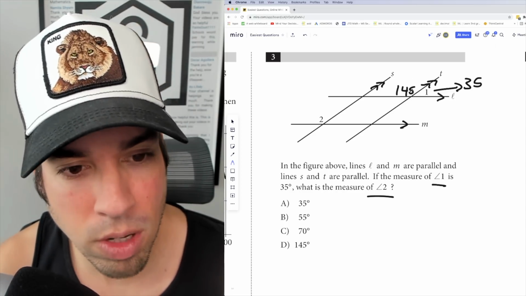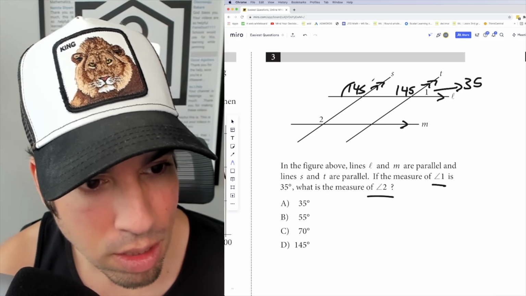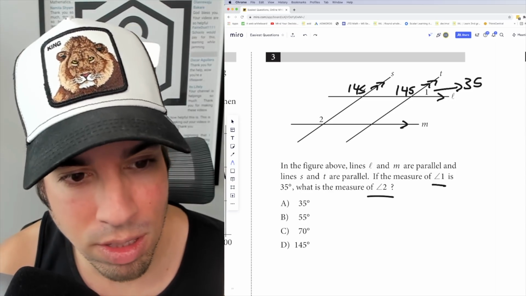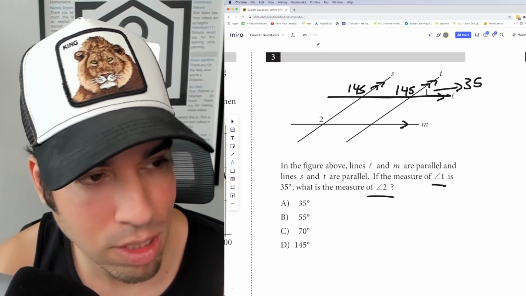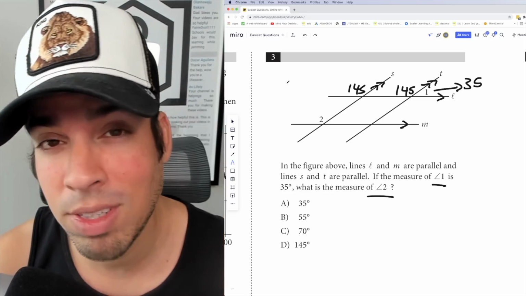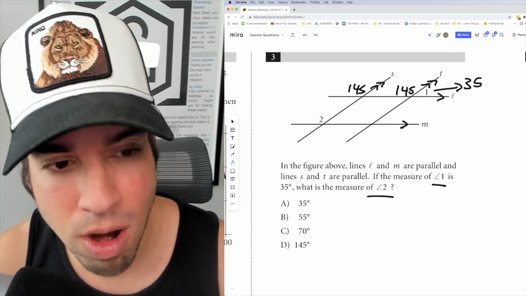So if I know this is 145, guess what? This is also 145 because these are corresponding angles, and that happens when they're both parallel and they're on the same transversal, which is this guy. But the beauty of the SAT is you don't have to prove that. You don't have to explain why. You know instinctively that these two angles are probably going to be equal.